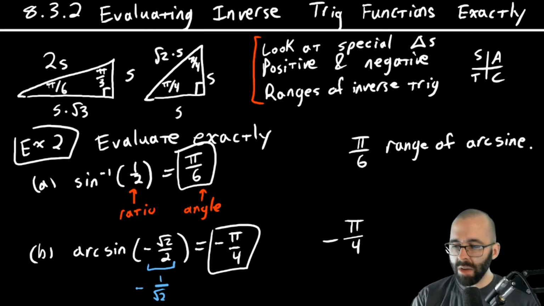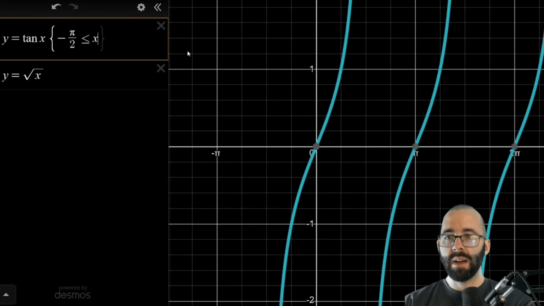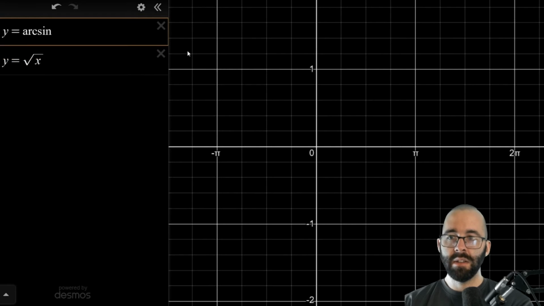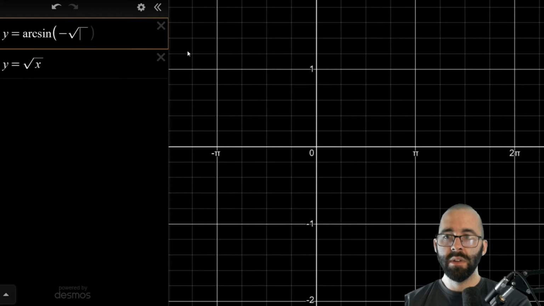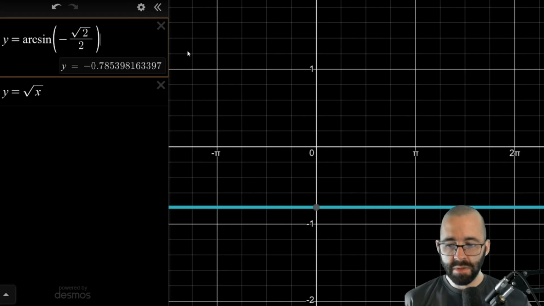All right, when I say evaluate exactly, different calculators do different things. So I just kind of want to show that off a little bit. If we do Desmos, for example, we say, all right, Desmos, what is the arc sine of negative square root of 2 over 2? This gives me negative pi over 4, but it's in a decimal approximation.